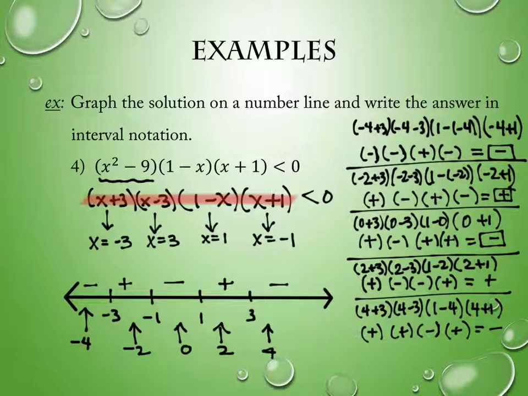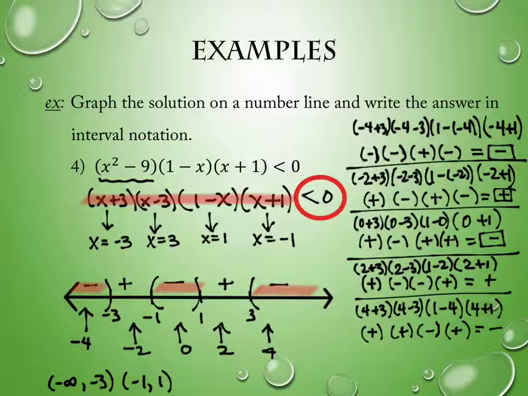Which do I want? The positives or the negatives? The negatives. Here, here, and here. Because this says less than 0, so I just want the negatives. All right, so my interval will look like negative infinity to negative 3. And it says less than, so I've got parentheses here on everything. I have negative 1 to 1, and then I have 3 to infinity.